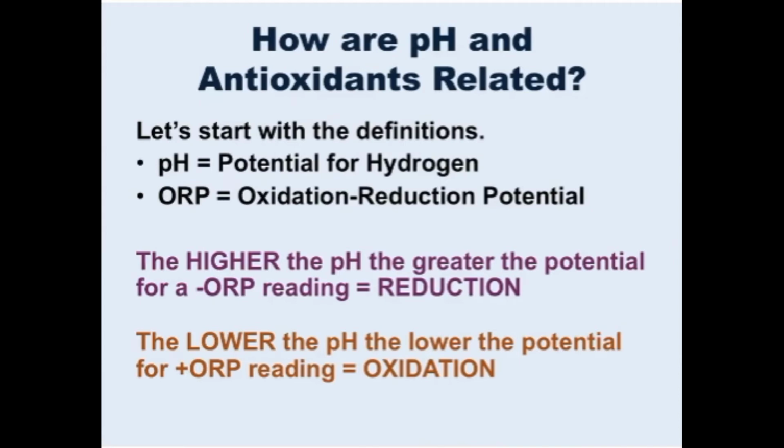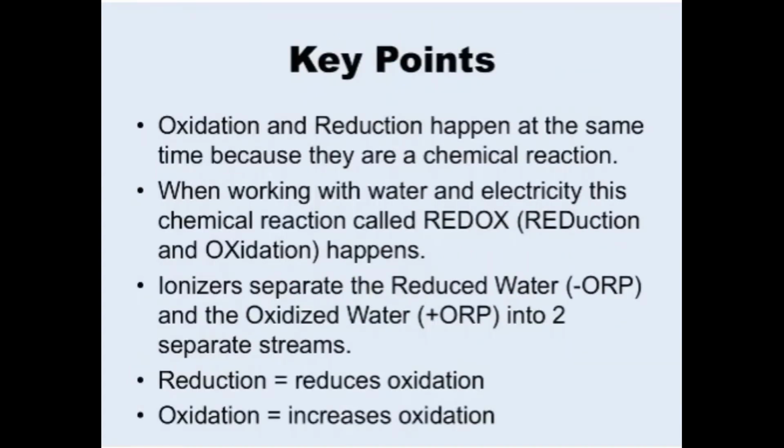The lower the pH, the higher the potential for a positive reading, which is oxidation. So lower pHs give the potential for more oxidation, where higher pHs produce the greater potential for a reduction in oxidation. This is really important to remember.